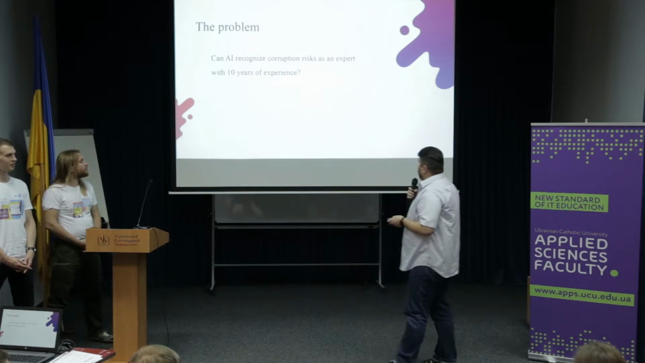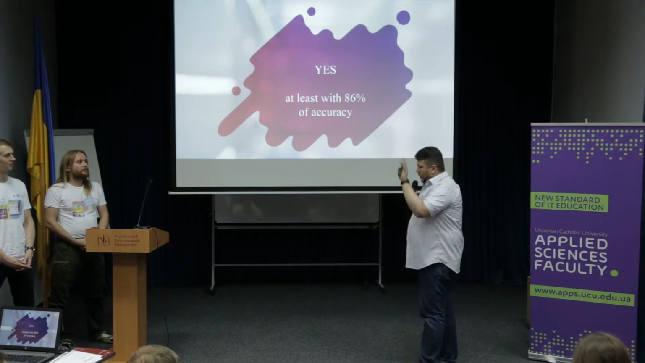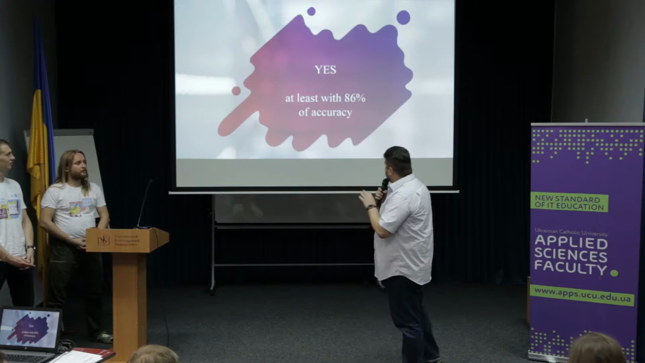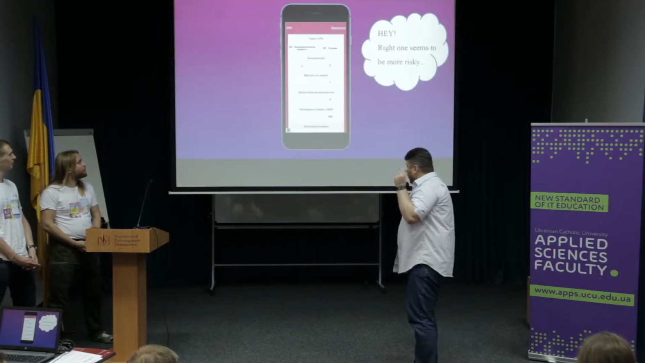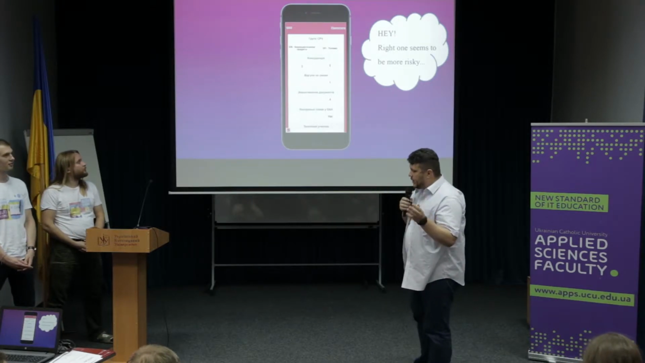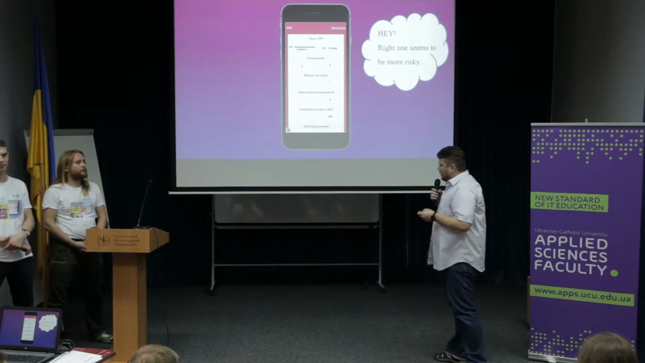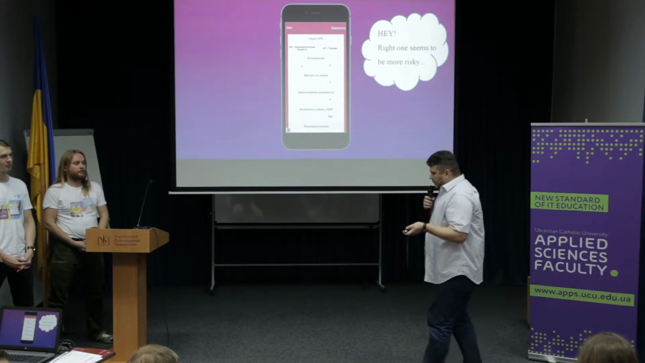What do we have for this? The quick answer for this project: yes, it's possible, at least with 86% accuracy. How did we do this? We have the data. We show experts pairs of tenders with a lot of meta information about these tenders and ask them which tender of the pair is more risky. The experts answered more than 3,000 pairs.